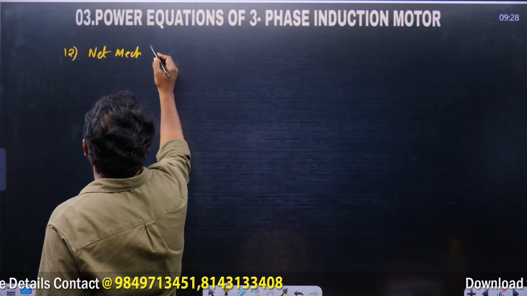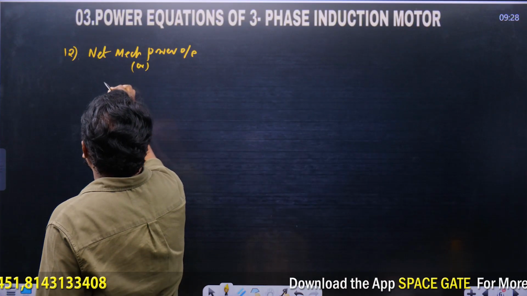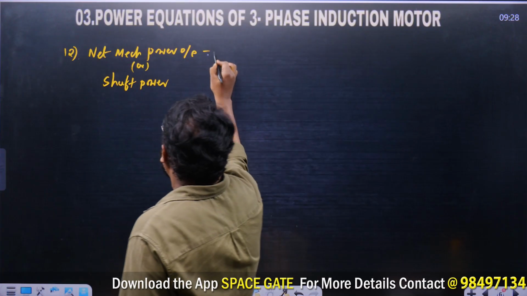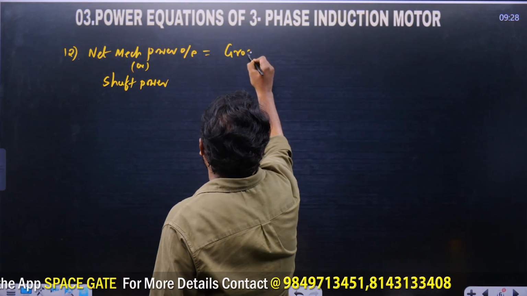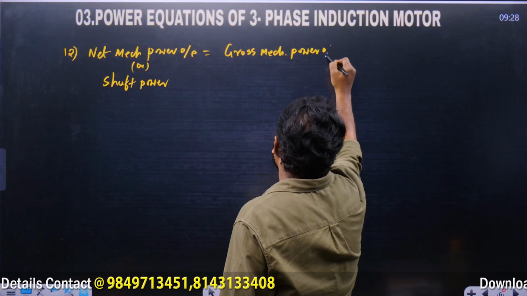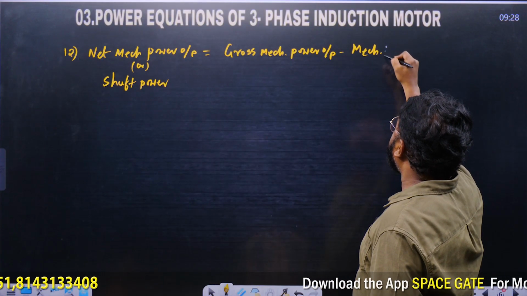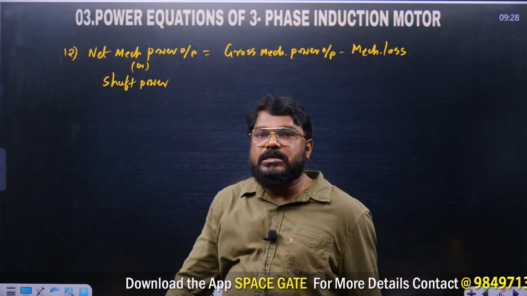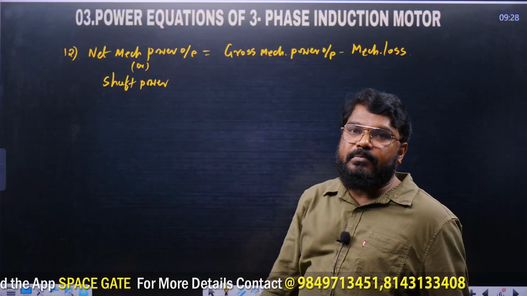How to calculate the net mechanical power output of the motor? Another name for this is the shaft power of the motor. How do we get the net mechanical power output? It is the gross mechanical power output of the motor minus the mechanical losses, or friction and windage losses. If we remove the mechanical losses from the gross mechanical power output, we will get the net mechanical power output of the motor.